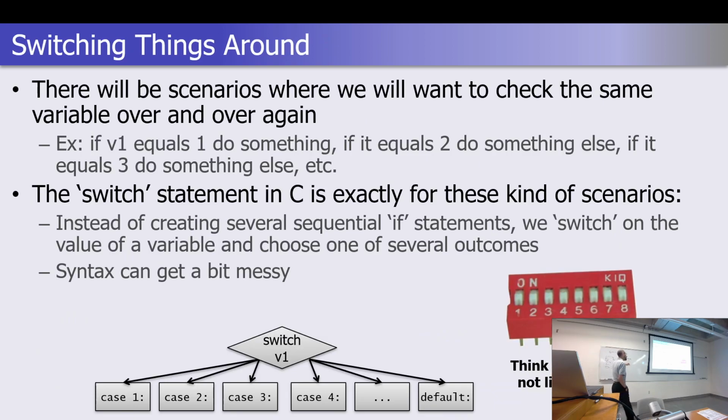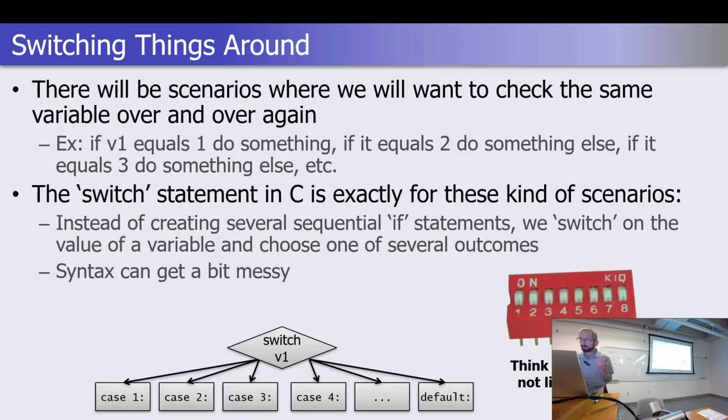For example, if V1 equals 1, do something. If V1 equals 2, do something else. If it equals 3, do something else, etc. And that's why we have this so-called switch statement in C. That's exactly for these kind of scenarios. It's never strictly required in your program. You never have to use a switch. But instead of creating several if statements over and over and over in your code, or even worse, if, else if, else if, else if in your code and nesting that all the way down, we switch on the value of a variable and choose one of several outcomes based on the value of the variable.